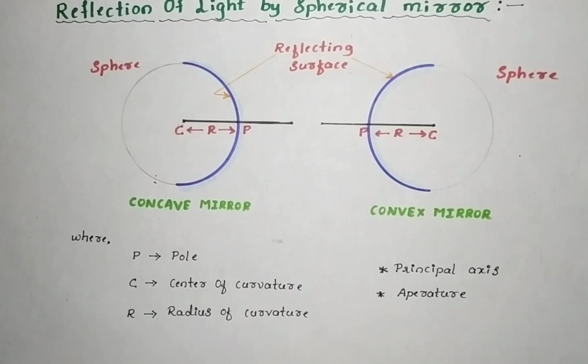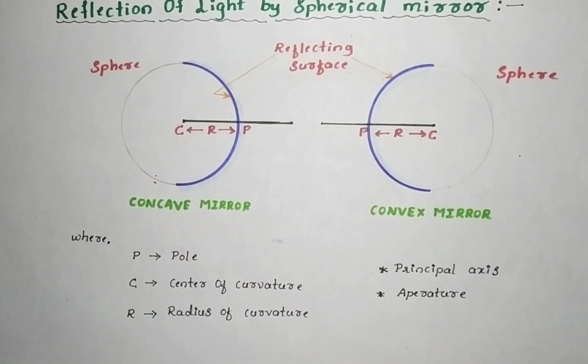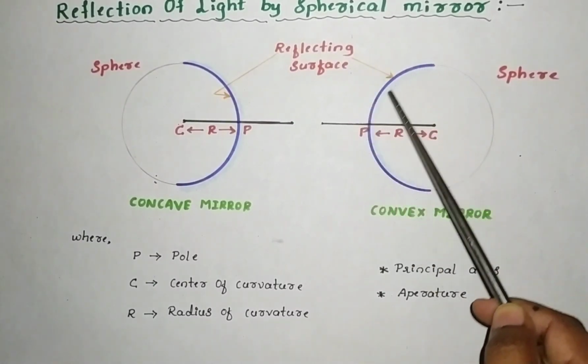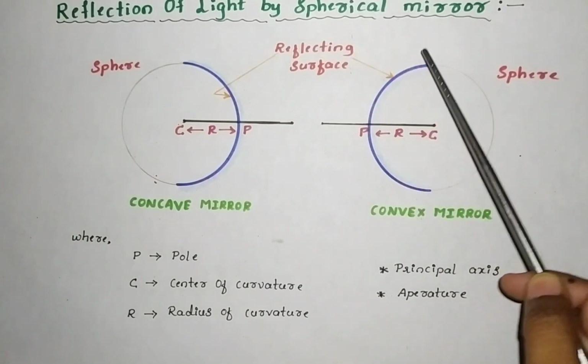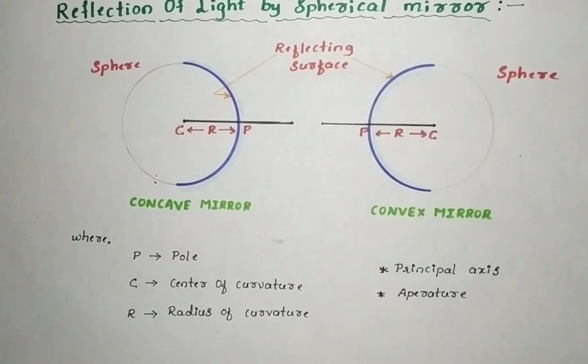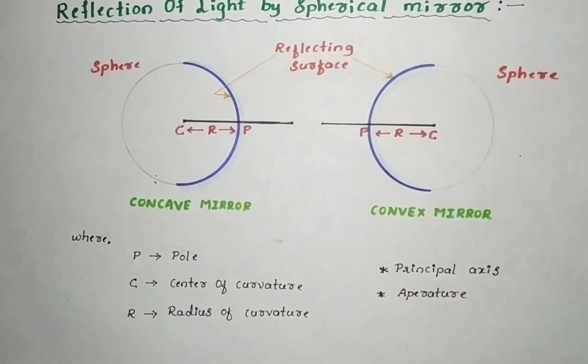A spherical mirror is a part of a sphere of which one surface is reflecting and another surface is opaque medium. That means one surface allows the ray of light and the other surface does not allow the ray of light. So this is reflection of light by spherical mirror.